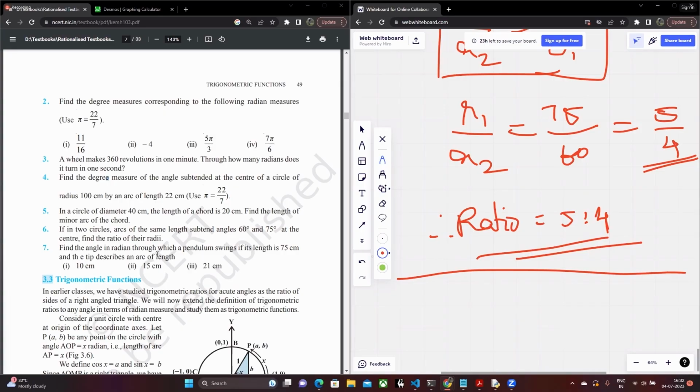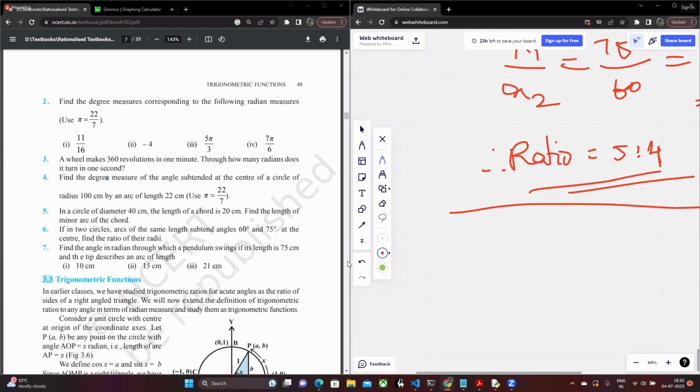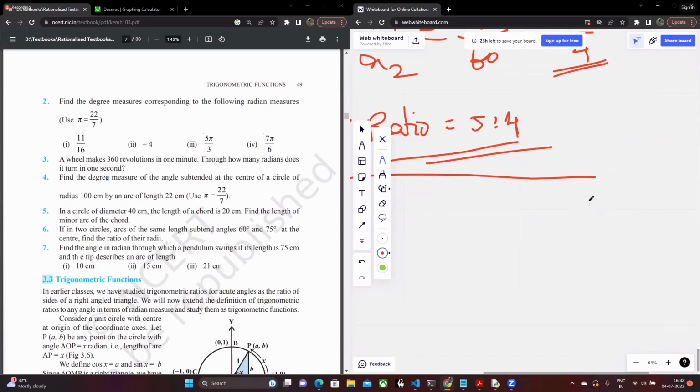Question number 7. Find the angle in radians through which a pendulum swings if its length is 75 centimeters and the tip describes an arc of length, and so on. So for the 7th question, you are given an incomplete circle. You have the center point, you have the radius, that is 75 centimeters, and you have the arc length.